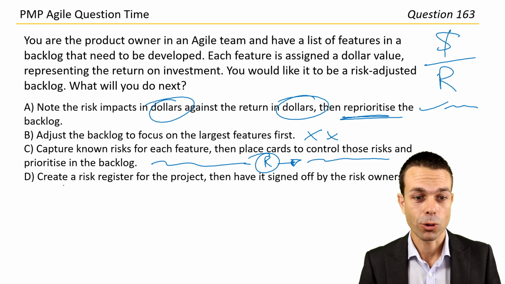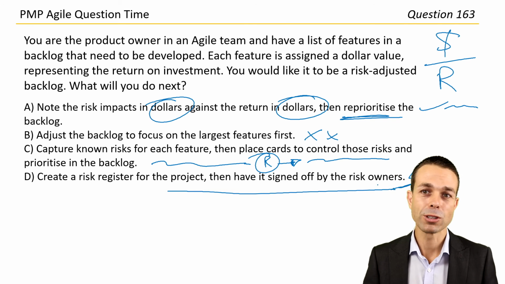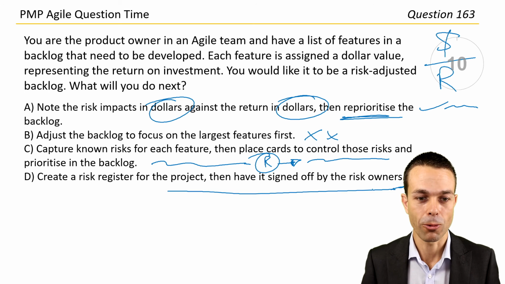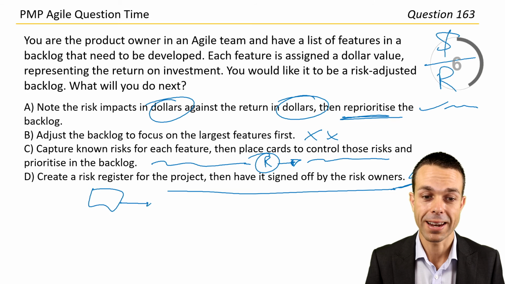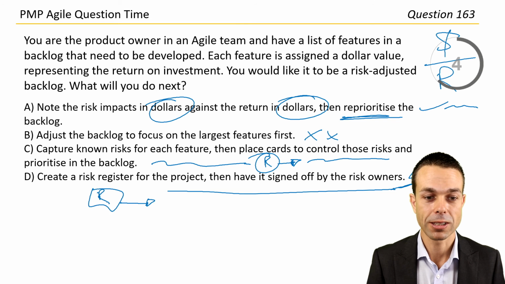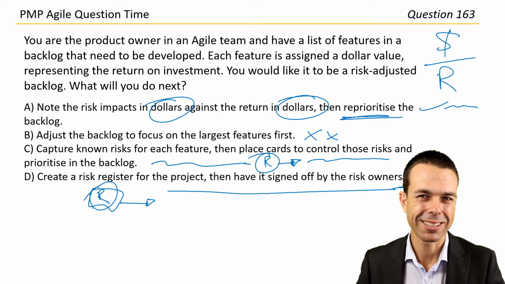And lastly, create a risk register for the project and have it signed off by the risk owners. That one's more of a waterfall approach, so it's definitely not that one. So in practice, let's raise a card and prioritize that against our other cards, and that's our risk card, and that way it's risk adjusted. Let's go with answer C.